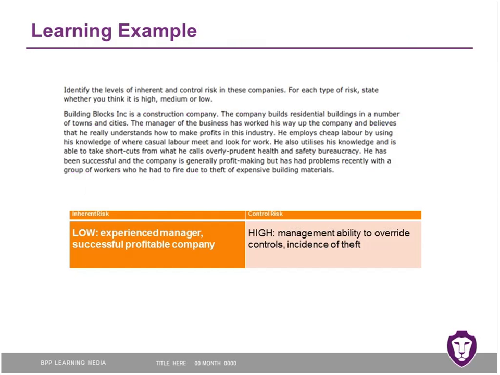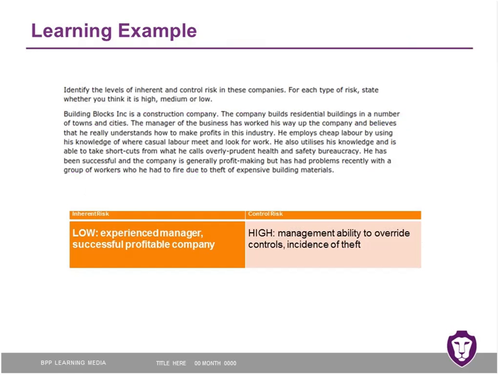Here's the sort of thing that you might get in an exam. So we've got a little scenario in this case. Identify the levels of inherent and control risk in these companies. I've only put one in here. For each type of risk, so inherent or control risk, state whether you think it's high, medium or low. So there might be an inherent risk. Is it high, medium or low? There might be more than one risk. Are there other control risks?